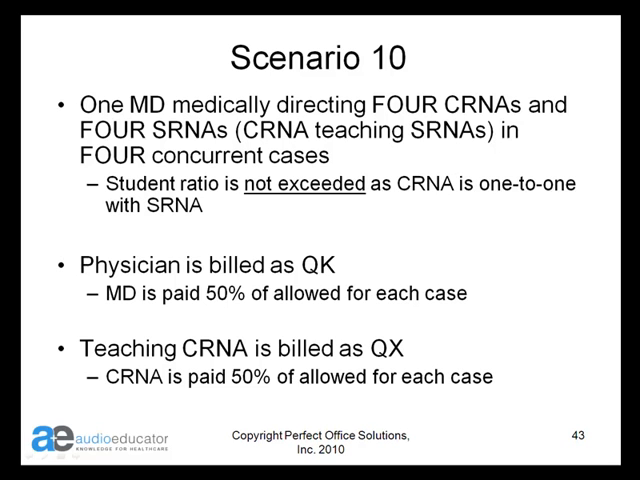So the physician bills as a QK for medically directing. They are allowed to direct up to 4. And the teaching CRNA is billed as QX because they are 1-to-1 with each of those 4 cases. So the CRNA is paid 50% for each of the 4 separate cases as well.